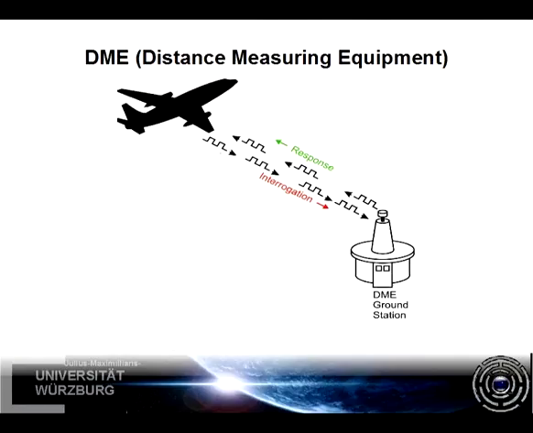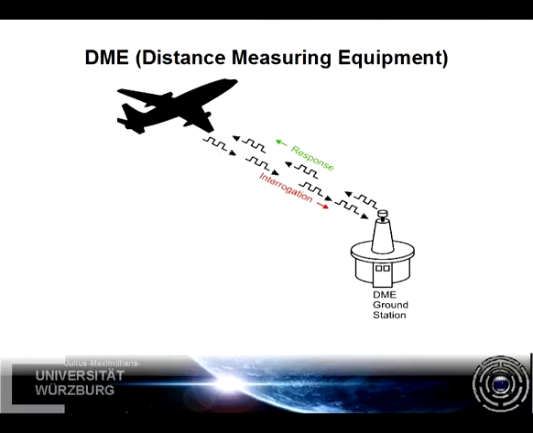The airborne equipment broadcasts randomly spaced pulse pairs on the UHF band. When the ground station receives the pulse pairs, it responds on a specifically shifted frequency with the exact same pulse pattern. This happens omnidirectional, since this navigational system is about distances only.